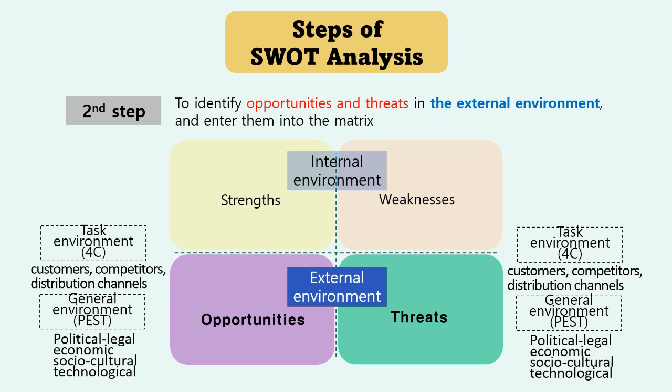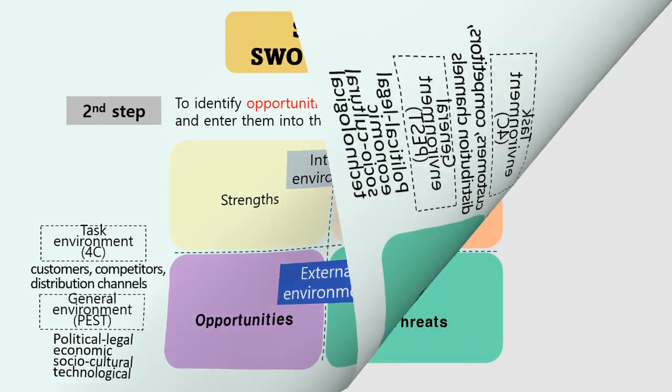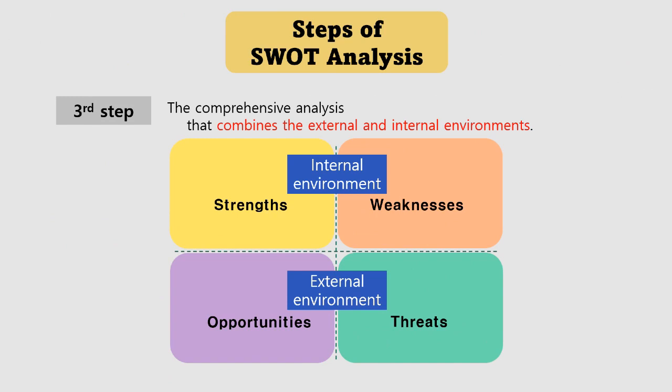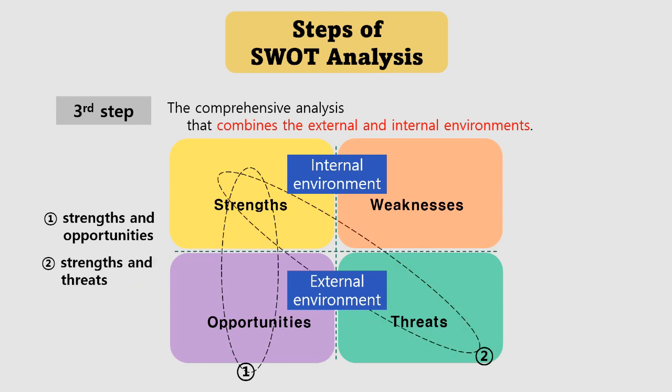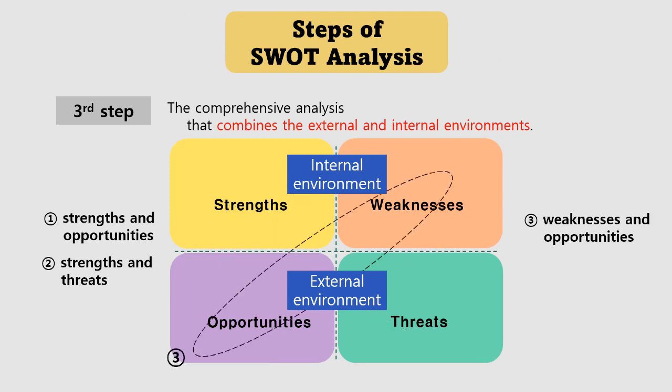Furthermore, general environment analysis can be done by entering opportunity and threat factors derived through PEST analysis. PEST analysis refers to analyzing the political legal environment, economic environment, socio-cultural environment, and technological environment. The third step is the comprehensive analysis that combines the external and internal environments. The analysis sequence involves combining strengths with opportunities, and then combining strengths with threats, and combining weaknesses with opportunities, and finally combining weaknesses with threats.